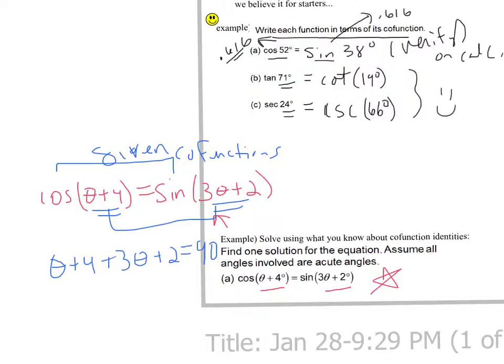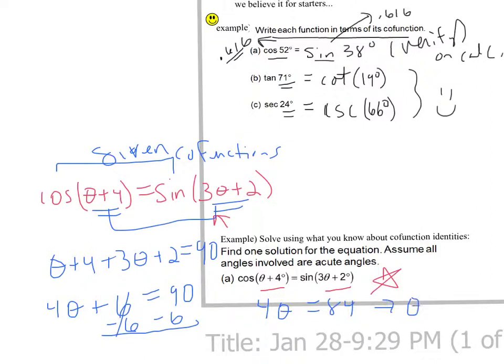So theta and 3 theta makes 4 theta. 4 plus 2 is 6. And you can just go ahead and solve that on out. So now you know 4 theta equals 84. So we eventually arrive at 4 theta equals 84. Therefore, theta is 21. But here's the catch. You definitely want to throw that back in. So this will be true when theta equals 21, but you want to throw that back in and verify.